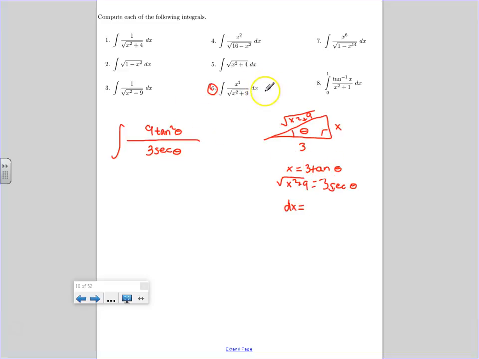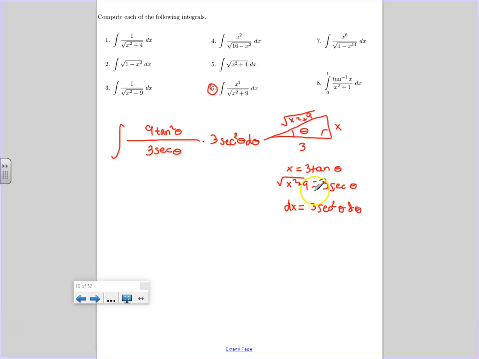And remember, we can't change the dx until we find it legally, right? So then we'll have 3 secant squared theta d theta. I mean, you can do it the other way. You're just going to have to use your properties in order to transform stuff, which is messy.